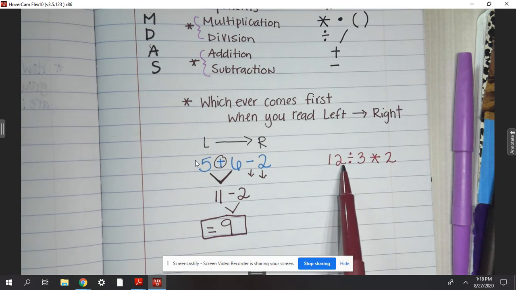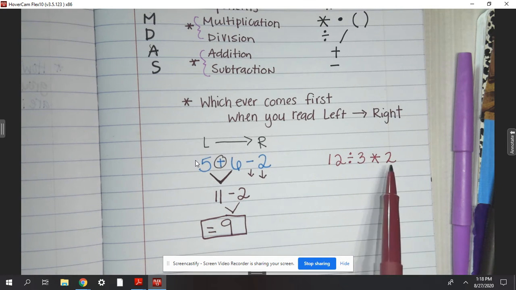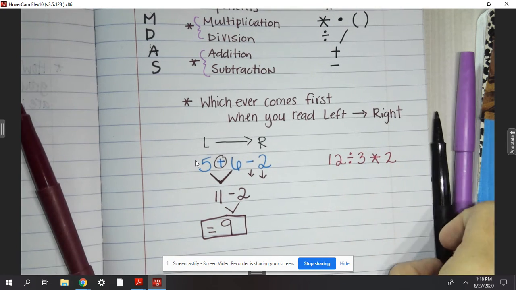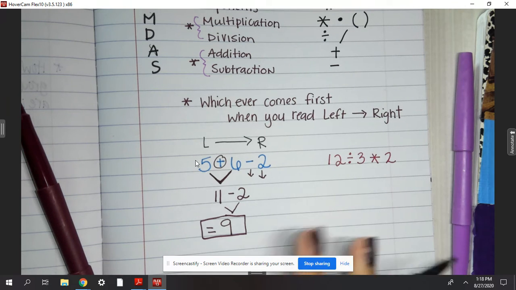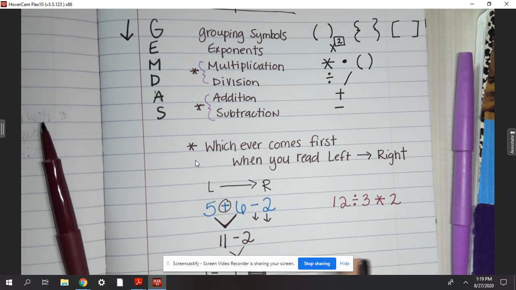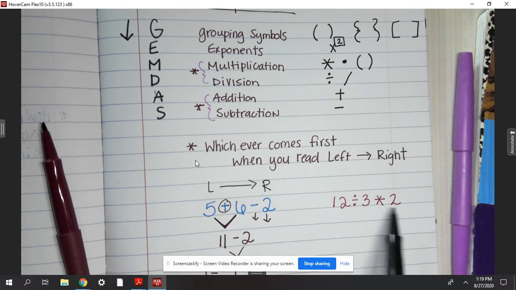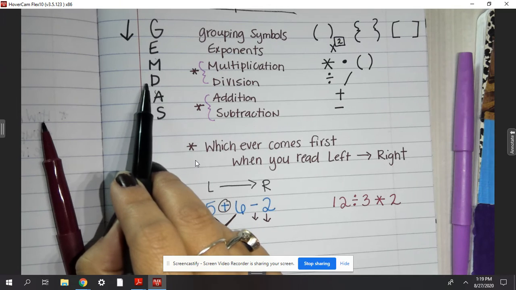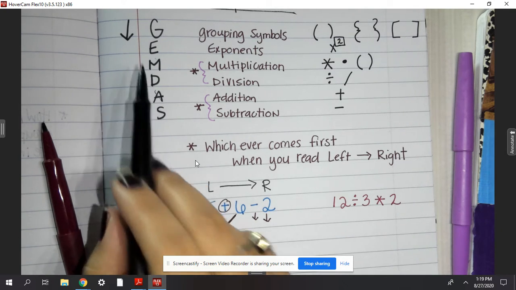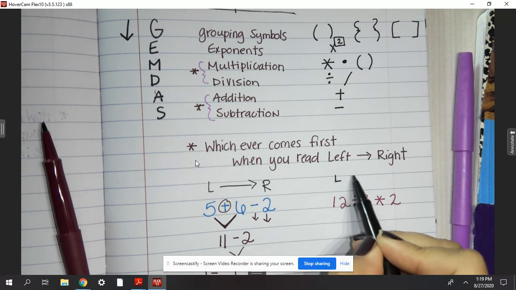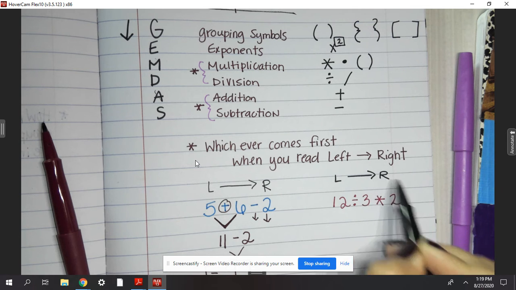So I have 12 divided by 3 times 2. So I'm going to look at my order of operations. So looking at my acronym, GEMDOS, do I have any grouping symbols? No. Do I have any exponents? No. Multiplication or division? Yes, I have that. So which one comes first when I'm reading left to right?